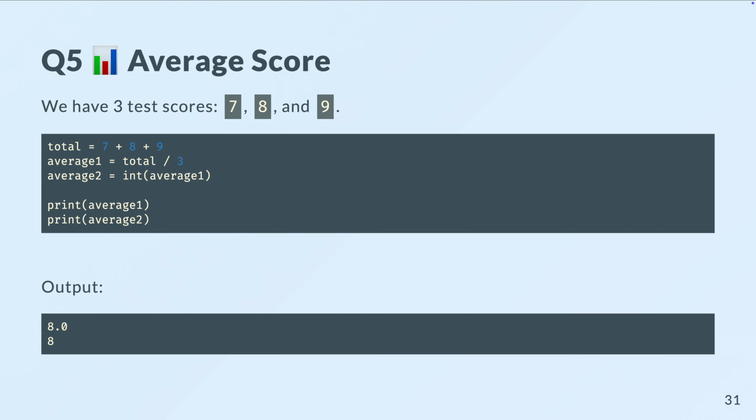7 plus 8 plus 9 is 24. 24 divided by 3 is 8.0, so average1 prints 8.0. Then int of 8.0 becomes 8, so average2 prints 8. That is why one line has a decimal point and the other does not.